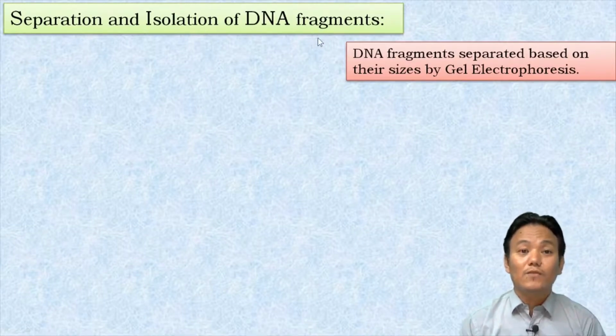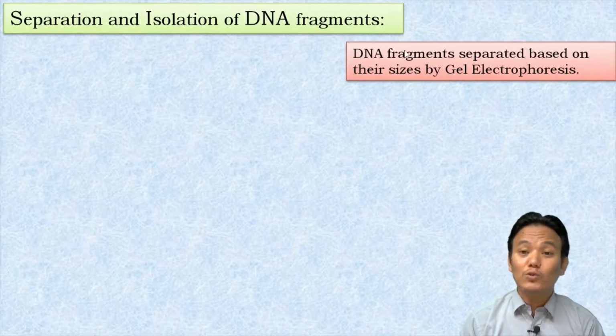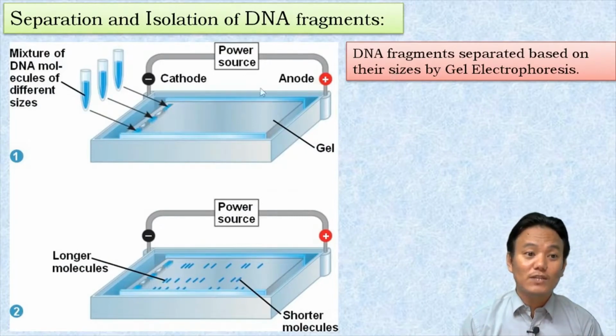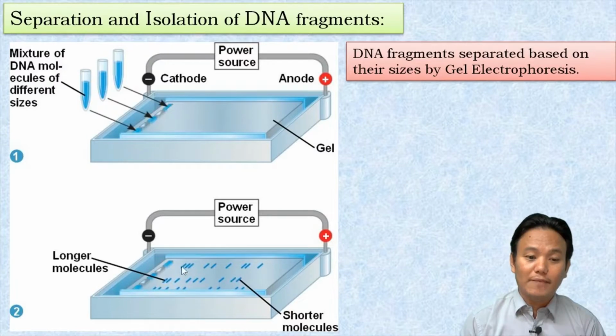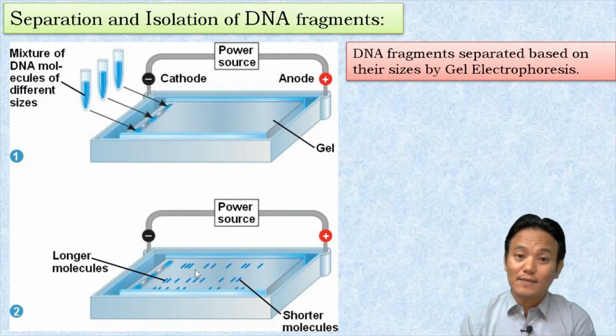separation and isolation of DNA fragments. We have already discussed the separation of DNA fragments when we discussed DNA fingerprinting. I told you DNA fragments can be separated based upon their sizes by a technique called gel electrophoresis. Let's recapitulate. Since DNA is negatively charged, when we load the DNA fragments in this particular well and switch on the power source, DNA will move towards the positive end. Since DNA is negatively charged, it will move towards the positive end under the influence of electricity, and based upon their size, they will separate on the agarose gel. The longer molecules will lag behind, and the smaller or shorter DNA fragments will move further. So based upon their size, the DNA gets separated on the gel.